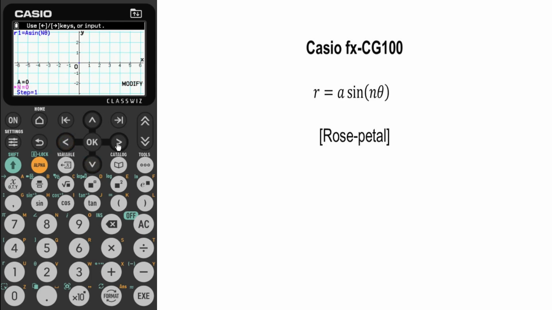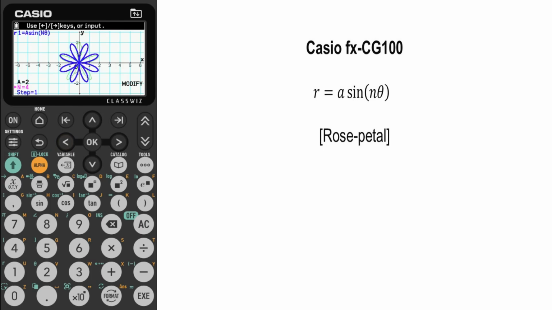Let's change n to equal 1. Now let's vary a. Here you can see we've got a circle. Let's increase n to be 2. What you can see now is we have a rose petal. And as we vary n, you can see the effect of varying n. Now, you will notice when n is odd, we have n petals. However, when n is even, we have 2n petals.